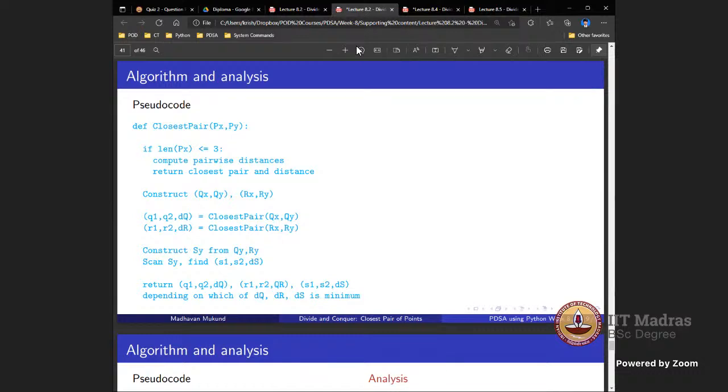Is there a way of implementing it non-recursively? Yes, you can do that, but it's not as straightforward. Either you have to build a stack and solve using a while loop, taking one element at a time. If you are using recursion, that is very straightforward. Okay, others, anything?